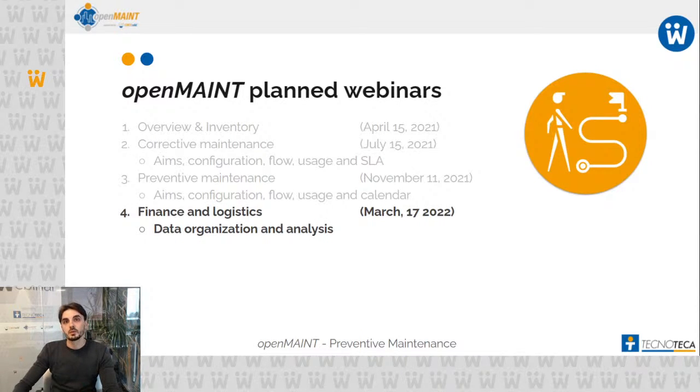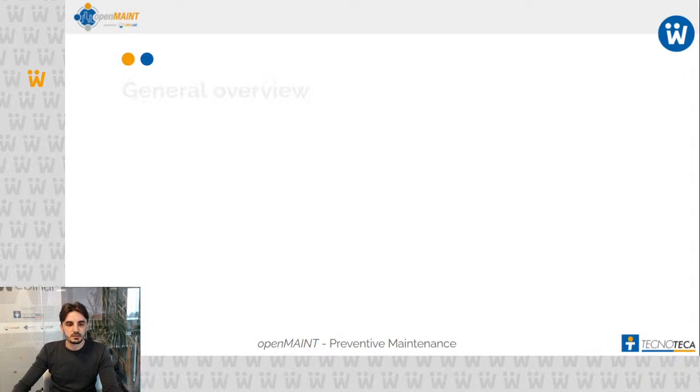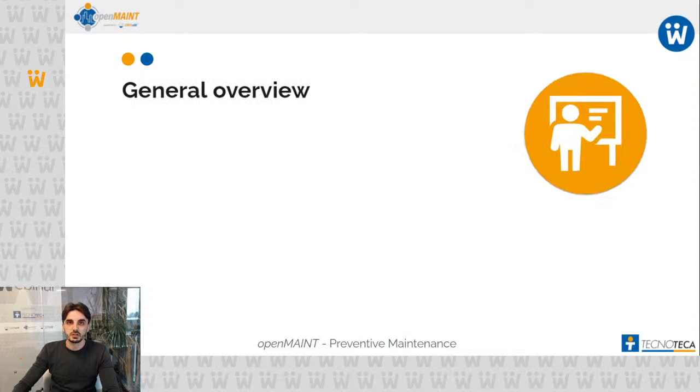We'll be discussing how the data is organized inside the openMAINT application and also how we can configure everything in order to be able to use our finance and logistics module. Next, we'll be talking about energy and environment aspects, and then we'll finish up by talking about GIS and BIM tools. So this is the general overview for today's webinar.